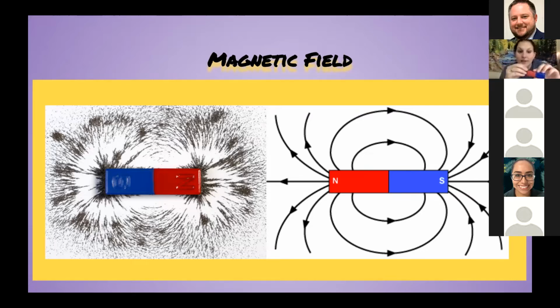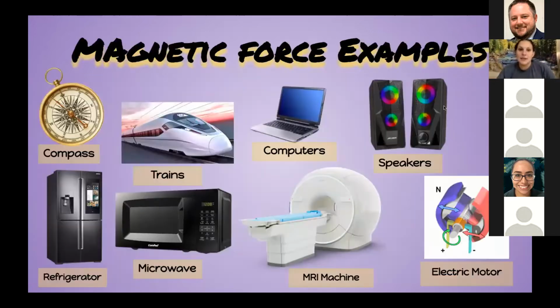So all those little filings are attracted to the poles. Then they kind of form lines around the magnet. And then as you get further away, those little particles were not affected by the magnet, so they're just scattered randomly. And then a little more clear diagram of how that magnetic field would look if we could see it is on the right.